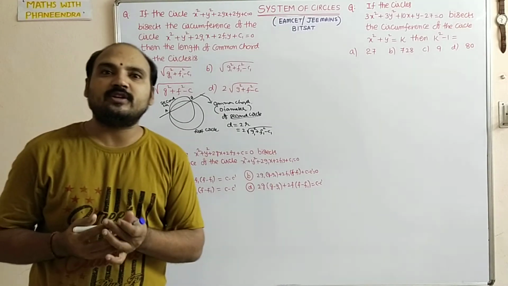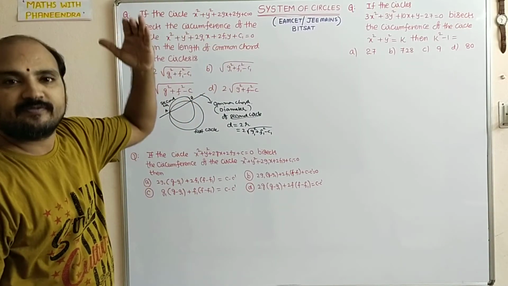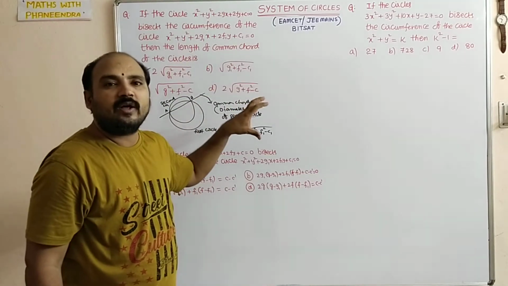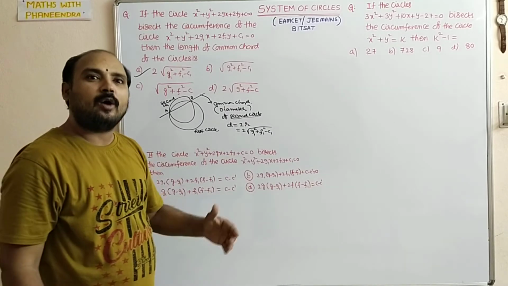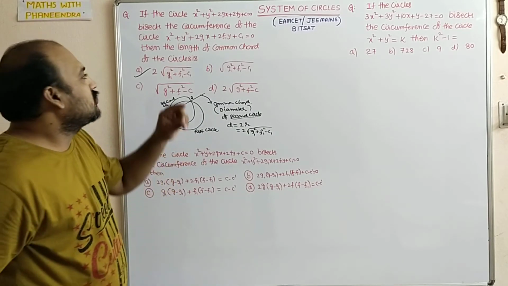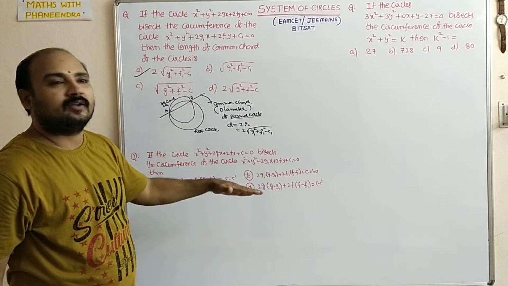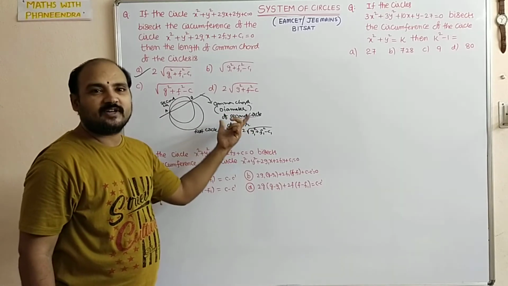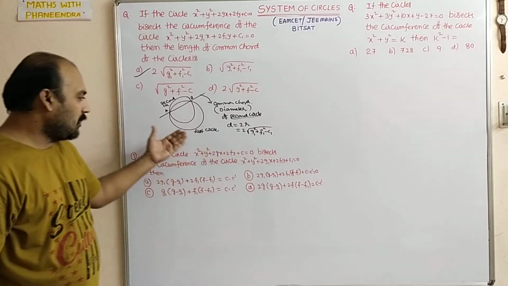So you remember, dear students, one circle is bisecting the circumference of another circle. So that means the common chord is the radical axis and it is a diameter of the later circle. Later circle means second circle. So center of second circle is lying on the common chord. So the common chord is a diameter means twice of the radius of the second circle. So that's what I wrote here. Come to the next question.